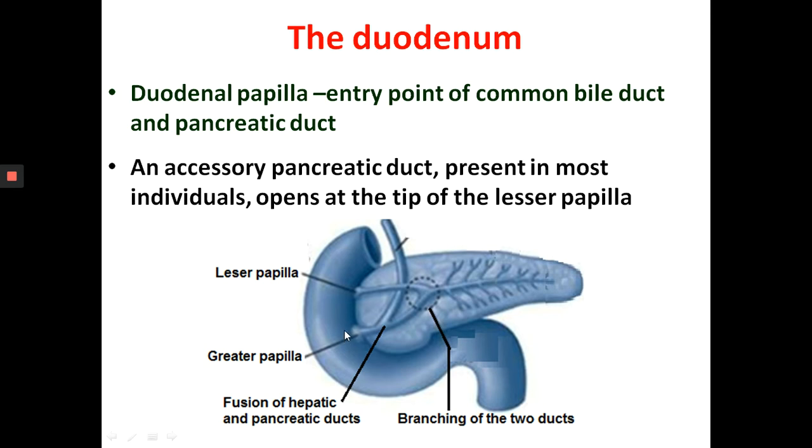Then, there is an accessory pancreatic duct present in most individuals. It opens at the tip of the lesser papilla. So this ensures that if there is any blockage in the main pancreatic duct, this accessory duct will help to pass the pancreatic juice into the duodenum.